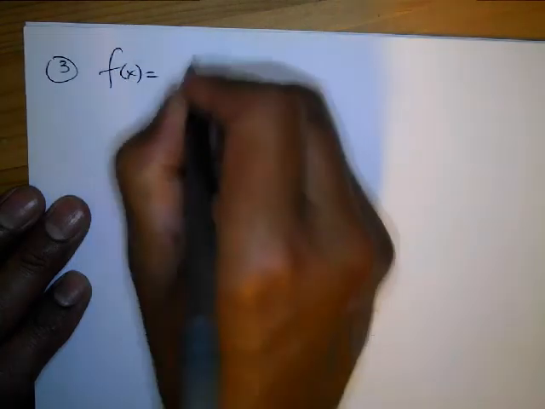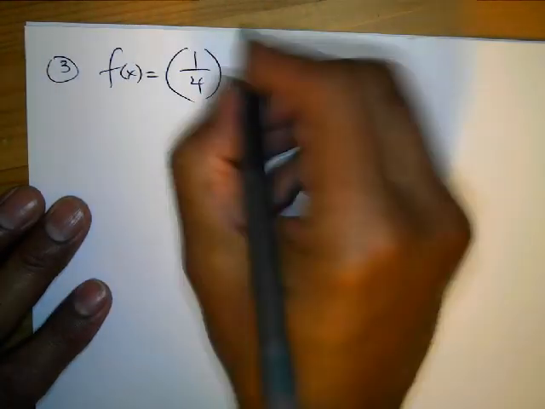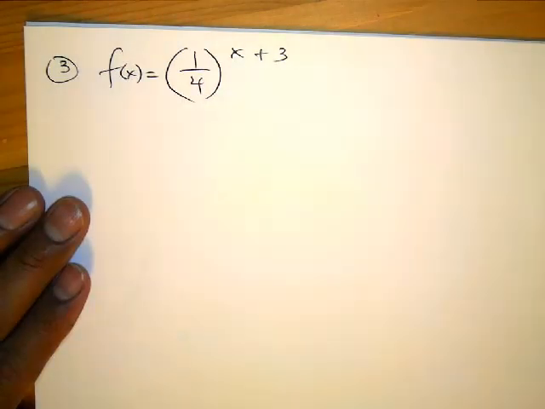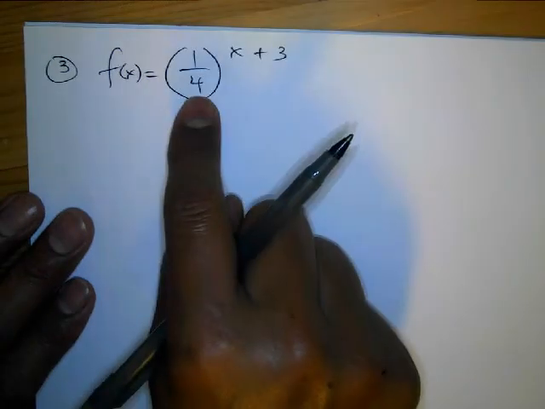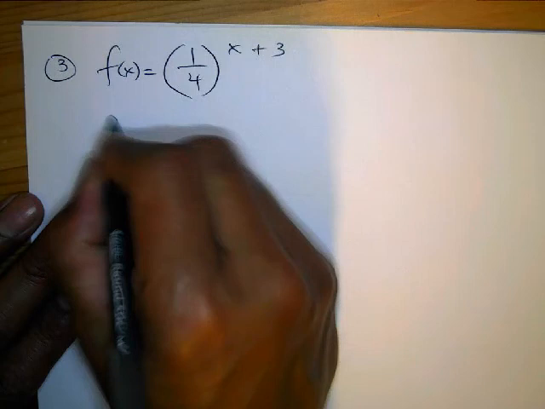Now watch the second video. We're not done with this one, but watch the second video, because in the second video you have both a horizontal and a vertical shift. So real quick, wrapping this one up, f of x is equal to 1/4 to the power of x plus 3.